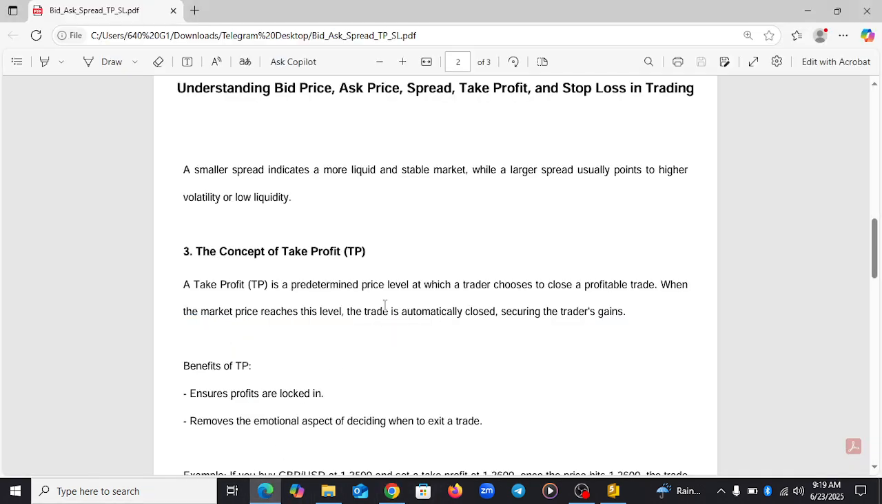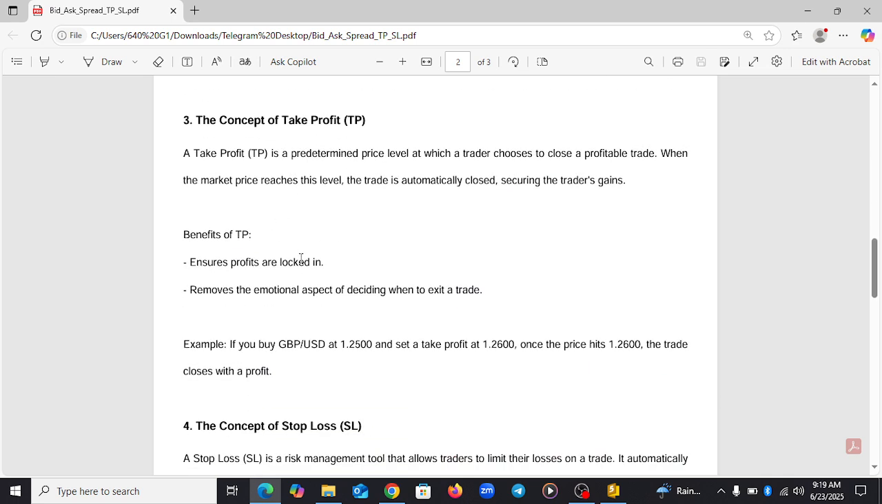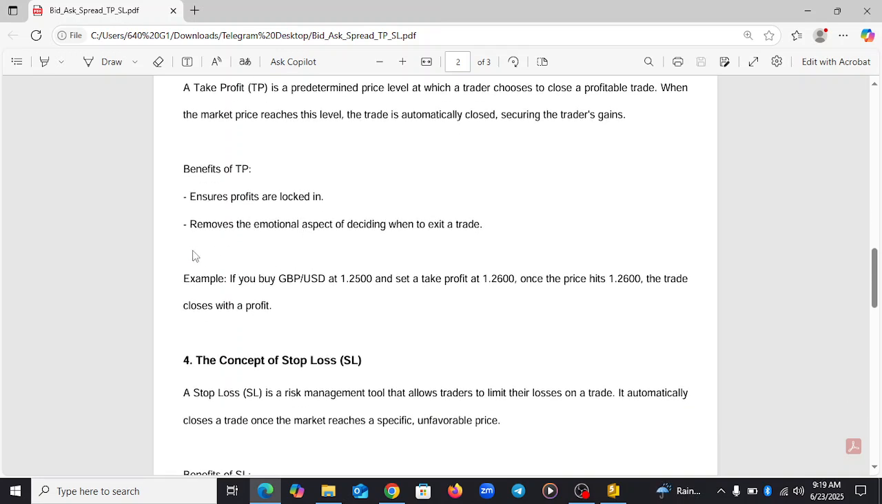But I'm going to read to you what I have here. The concept of take profit is a predetermined price level at which a trader chooses to close a profitable trade. Very key point. When the market price reaches this level, the trade is automatically closed, securing the trader's gain. Benefit of TP: ensuring profits are locked in, removes the emotional aspect of deciding whether to exit a trade, right?